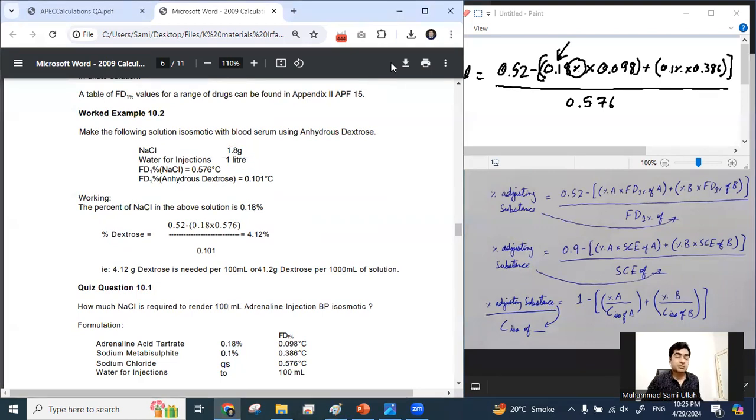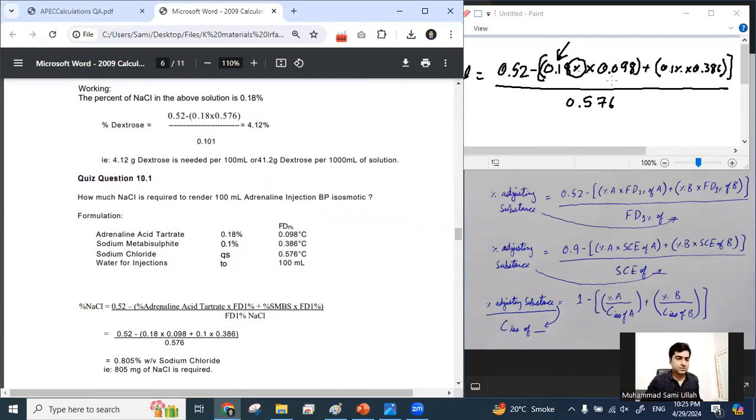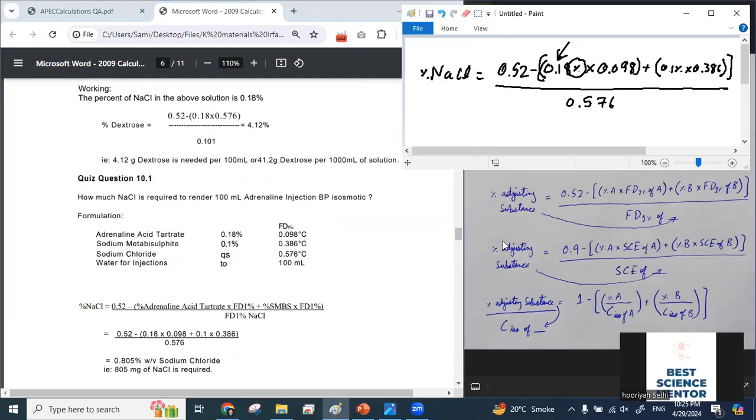This is very simple. I'm going to let you do this so that you will have more practice over it. Very simple. Rest of the steps are same. So be careful of this thing, percentage. Rest is going to be very easy. Now moving on to the next formula.